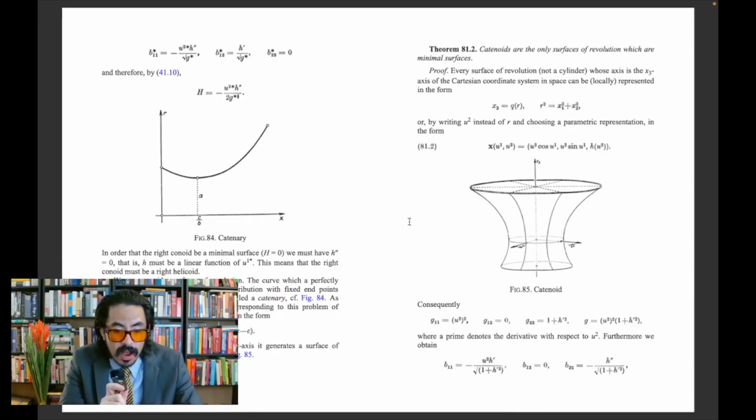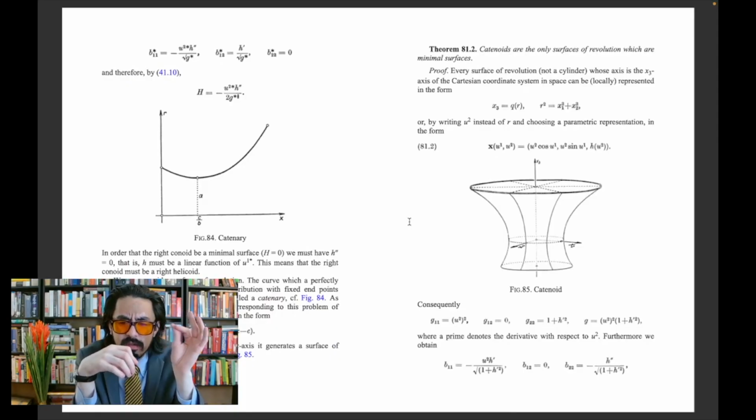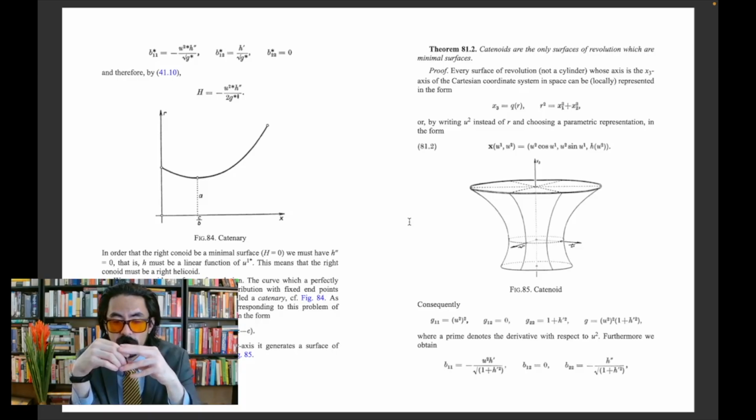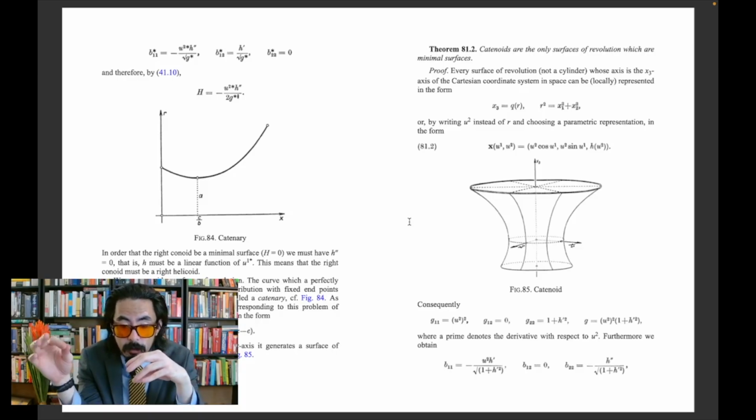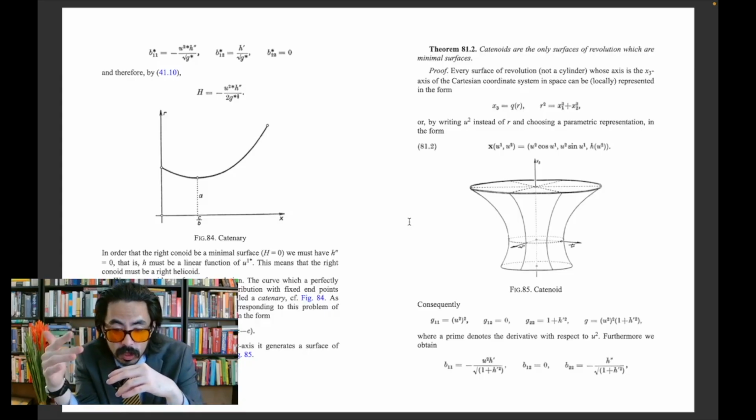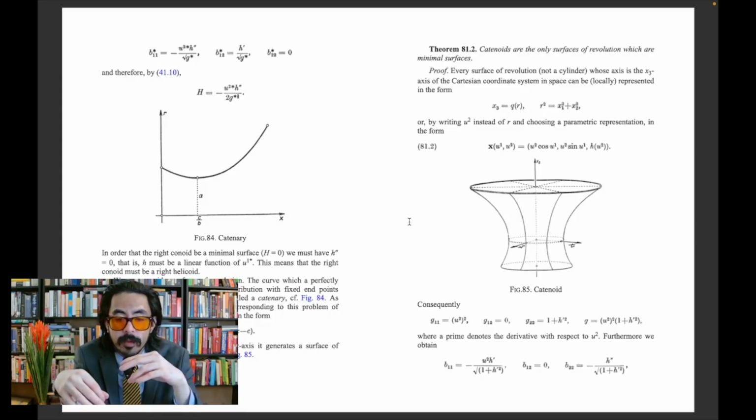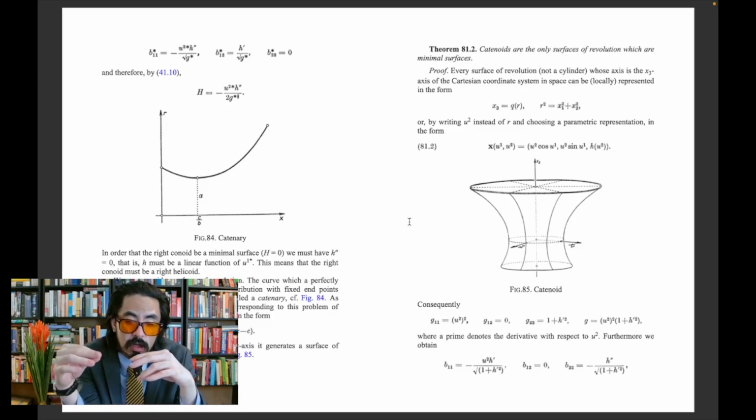Moving right along, we are at theorem 81.2. Catenoids are the only surfaces of revolution which are minimal surfaces. The proof is as follows. Every surface of revolution, not a cylinder, whose axis is the x3 axis of the Cartesian coordinate system in space, can be locally represented in the form x3 equals a function h in terms of radius r, and r squared is equal to x1 squared plus x2 squared. We have a Pythagorean theorem there.